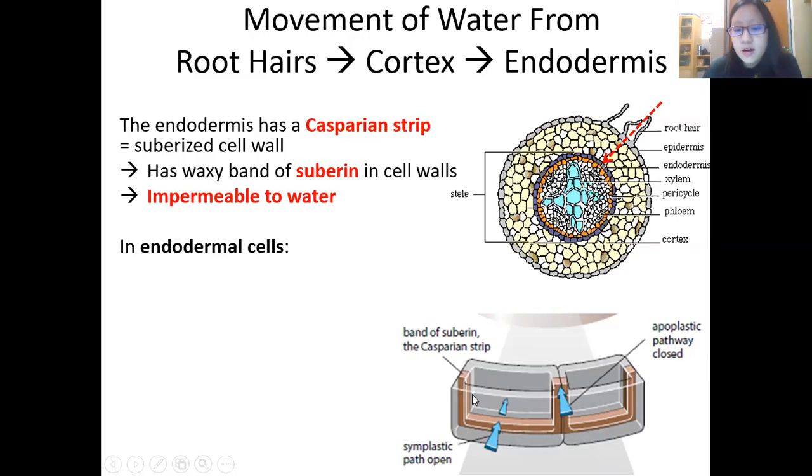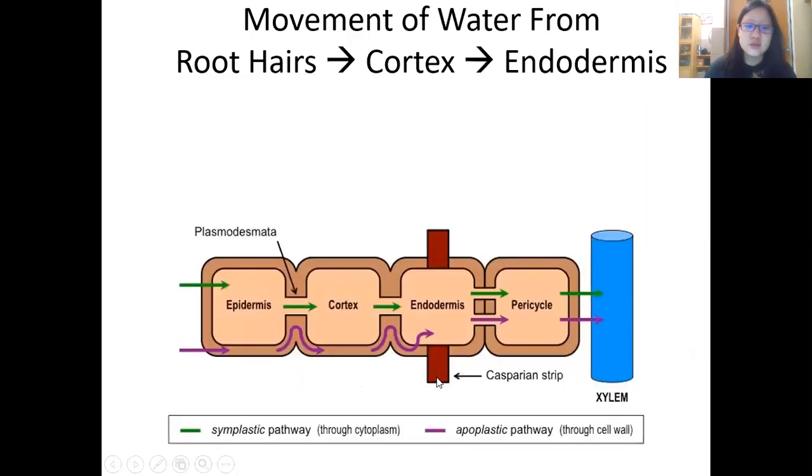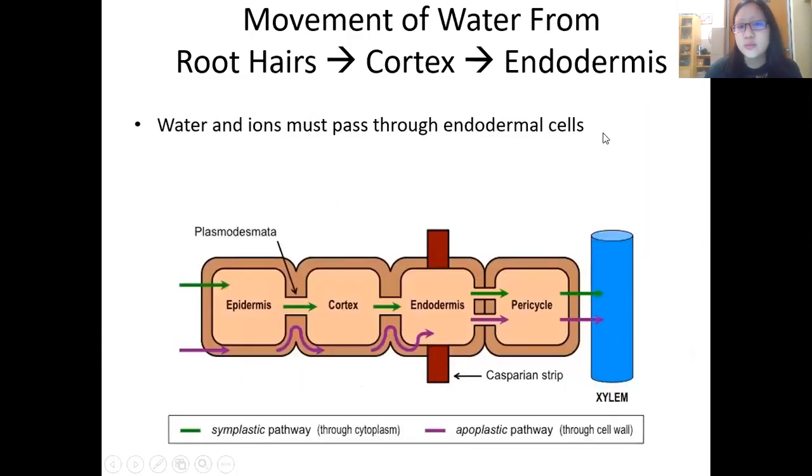So you can expect that if you are water traveling through the apoplast pathway, you won't be able to get past the endodermis, because that Casparian strip is impermeable to water. So the apoplast pathway is blocked, and the only way for water to cross the endodermis is through the cytoplasm, and this is called the symplast pathway. So all the water is forced into the endodermal cells, as well as ions.